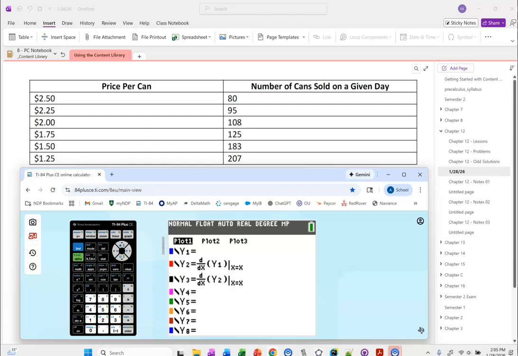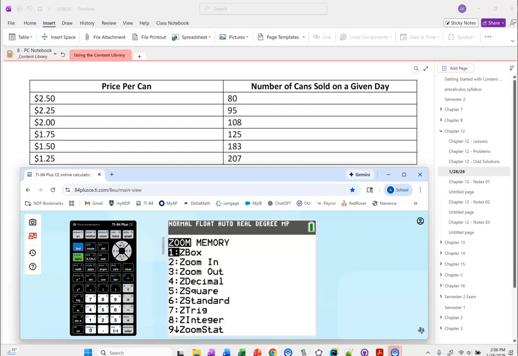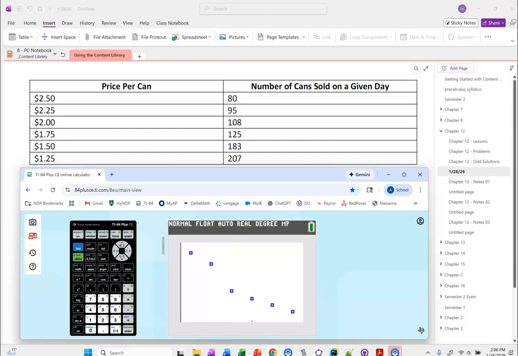After that, to graph this, the best way to graph a scatter plot is to press the zoom button and to pick zoom stat. If you do that, your calculator is going to automatically change your window so that it fits the data on the screen. You don't have to mess with your window bounds or anything like that.